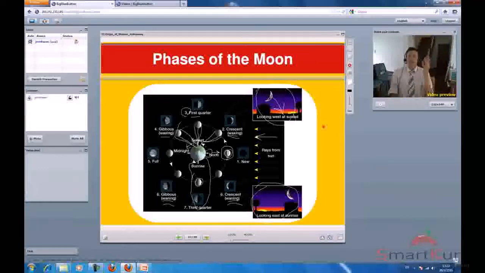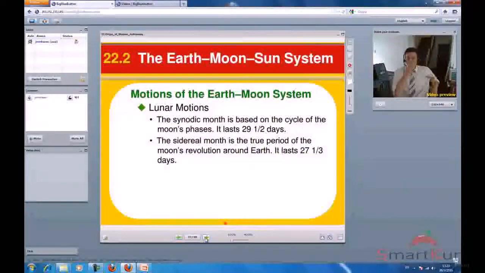The same goes for the quarter moons here. If you see a quarter moon at sunset, you know that the moon is over here and that it's waxing. If you see a quarter moon at sunrise, you'll know that the moon is over here. That's the third quarter, and it's waning.